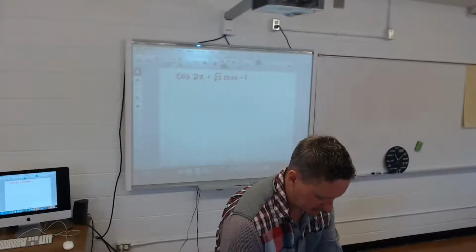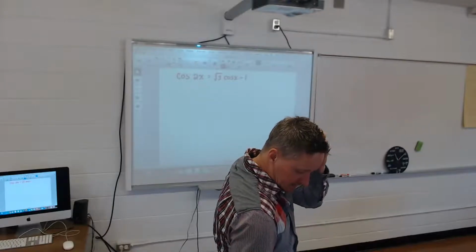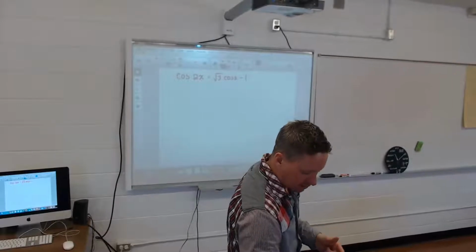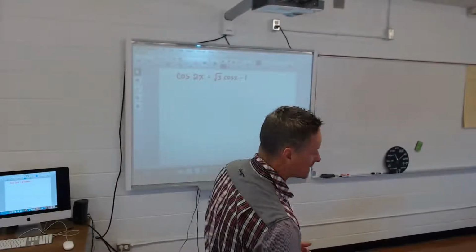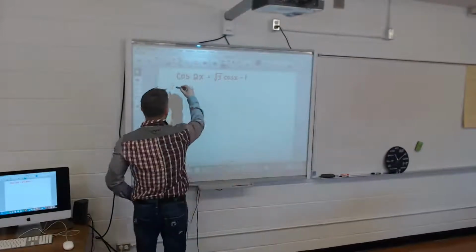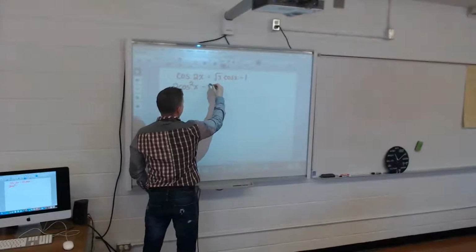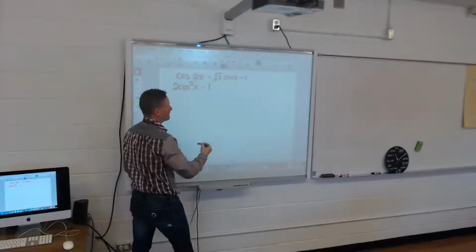What page is that on? There it is. Okay, so cos 2a is either cos squared a subtract sine squared a. That doesn't help me because that's still a cos and a sine. 2 cos squared a subtract 1. That's the one I want to use. So I'm going to change this to 2 cos squared x minus 1. I'm substituting that in for cos 2x.